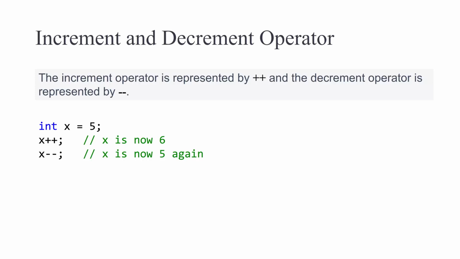The increment operator is represented by ++, and the decrement operator is represented by --. Here are some examples. In this example, x is initialized to 5. The x++; statement increases the value of x by 1, making it equal to 6. The x-- statement then decreases the value of x by 1, making it equal to 5 again.